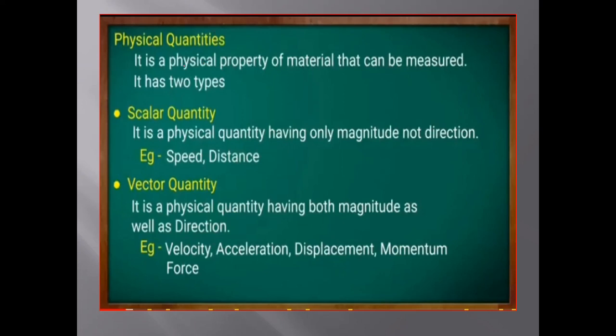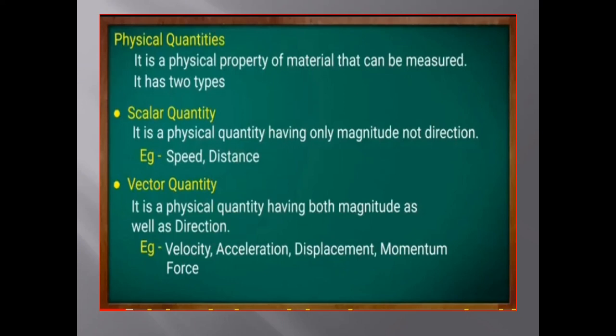Now, we have two types of physical quantities. What are they? Scalar quantity and vector quantity. A scalar quantity is a physical quantity having only magnitude but not direction. In a scalar quantity, we are mainly concentrating on the magnitude. What do you mean by magnitude? It is the numerical value of that measurement, but not the direction. We are not giving much importance to the direction in which the object is moving. Examples we can take are speed and distance.